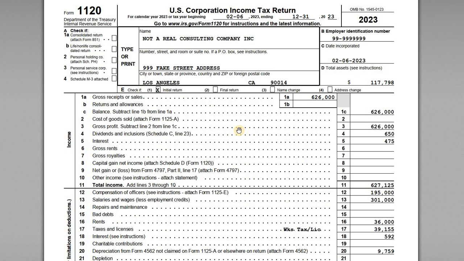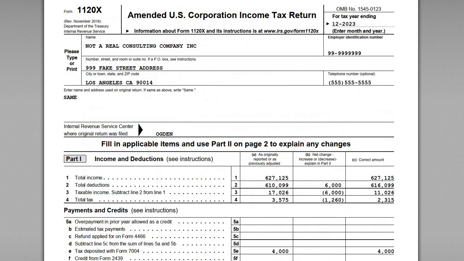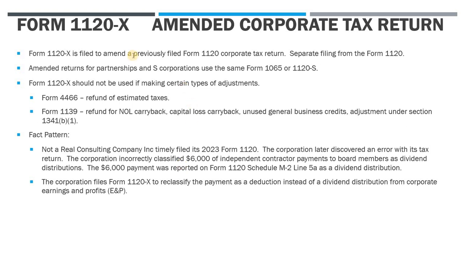We'll have a look at what changes were made and how those get reported on the 1120X. And then for reference, we've also got the prior 1120 that was filed. So this is the return that was incorrect that needs to be changed. So we'll cover those pieces as well. And then lastly, just one slide here covering some background on these 1120X filings and then some more details on the fact pattern.